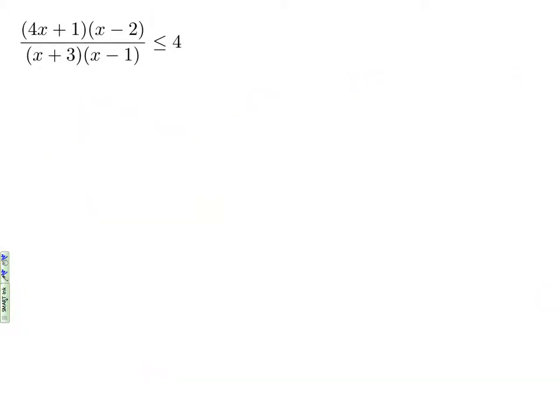All right, 4x plus 1 times x minus 2 over x plus 3 times x minus 1 is less than or equal to 4. You should just multiply out the top. On the left side, no, well, I guess you're dividing. Let's move the 4 over.